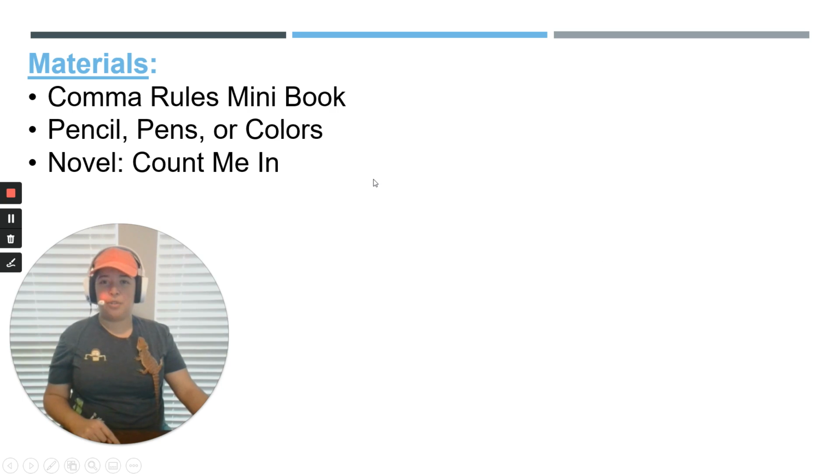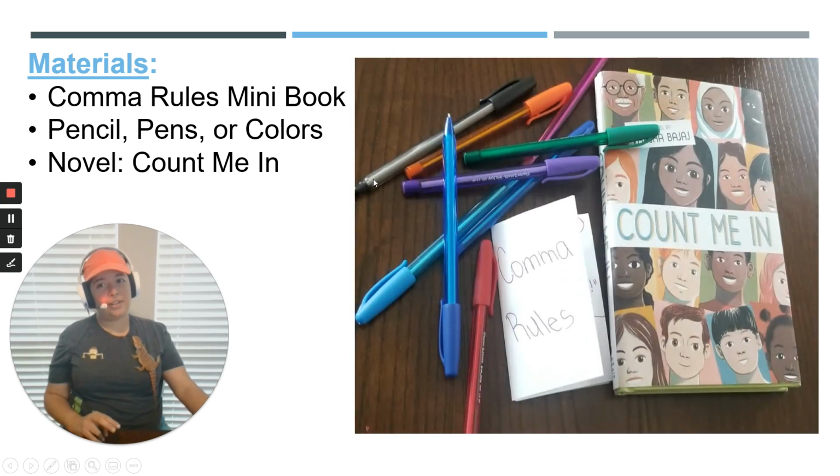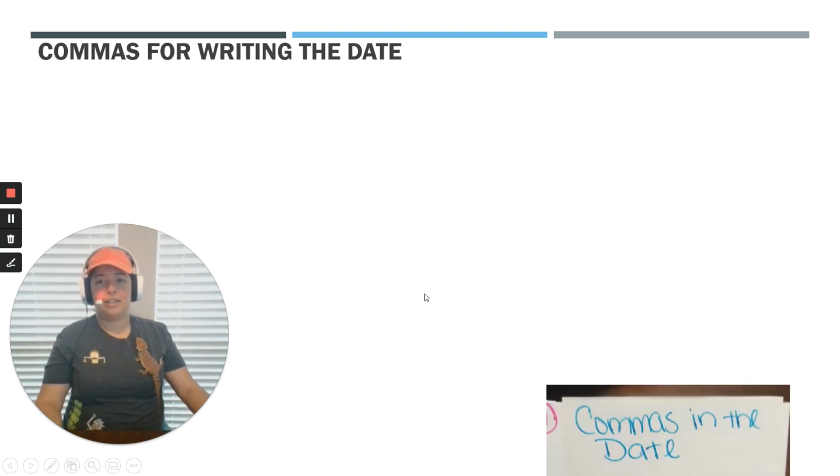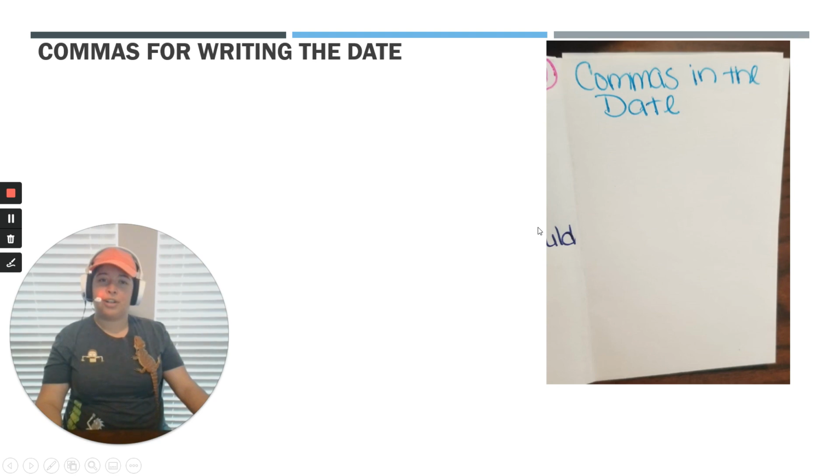First of all, like always, make sure that you have your materials, which is your Common Rules mini book that soon we're about to finish, pencils, pens, colors, and a novel canvas so we can see some examples. First of all, we're going to start by writing the title for today's page. It's going to be Commas in the Date.